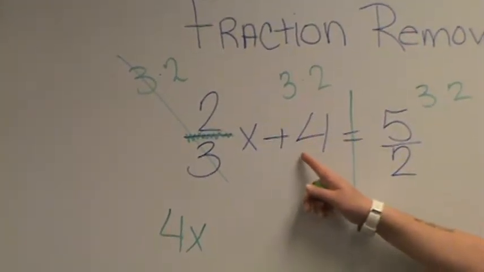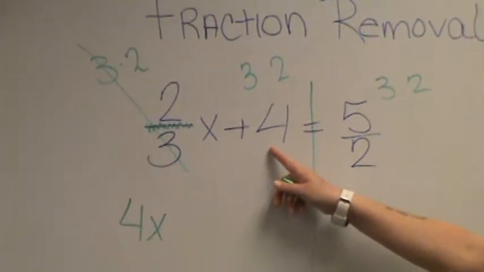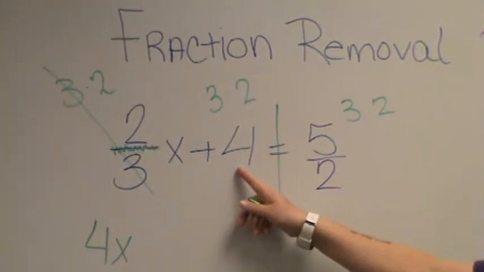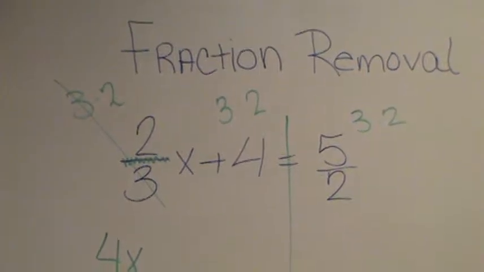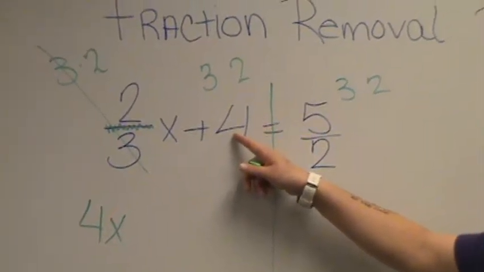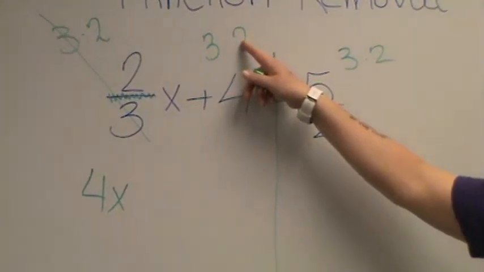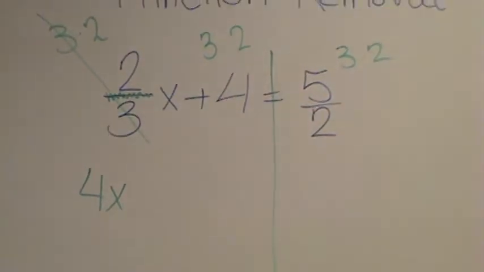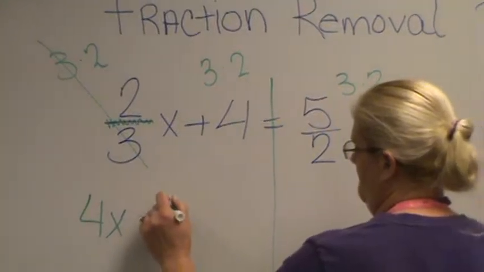Now here, we don't have a denominator. So now what do I do? You do 3 times 2 equals. Perfect. We just take all 3 numbers and we multiply them together. So 3 times 2 is 6. 6 times 4 is 24. Okay.